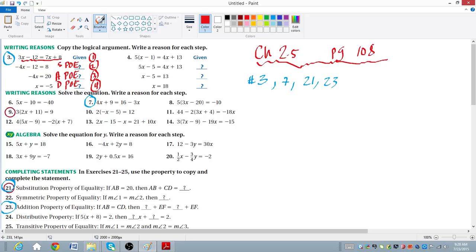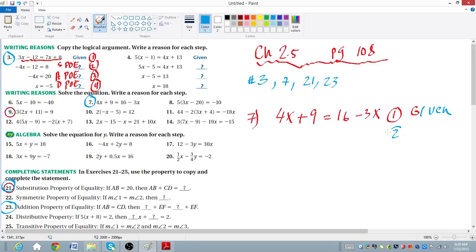Now let's look at number 7. Here, they don't have the line for you to do, but it's the same thing as number 3. So let me do number 7 as an example. 4x plus 9 equals 16 minus 3x. So whatever step you do, just write it down. I'll just do the first line right here, in a different color. This is what is given.